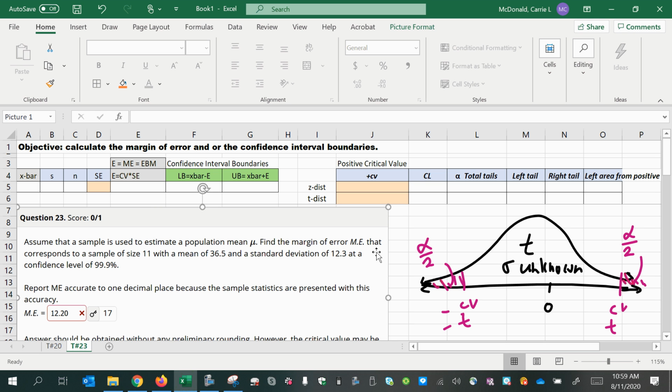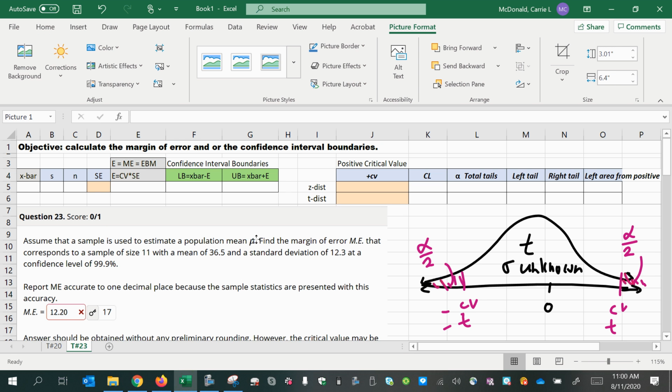Find the margin of error that corresponds to a sample of size 11 with a mean of 36.5 and a standard deviation of 12.3 at a level of confidence 99.9. Report your margin of error accurate to one decimal place because the sample statistics are presented with this accuracy. Okay, now margin of error can be denoted ME, as you see it here, or just the capital letter E, or EBM in the textbook. So margin of error is any of those denotations.